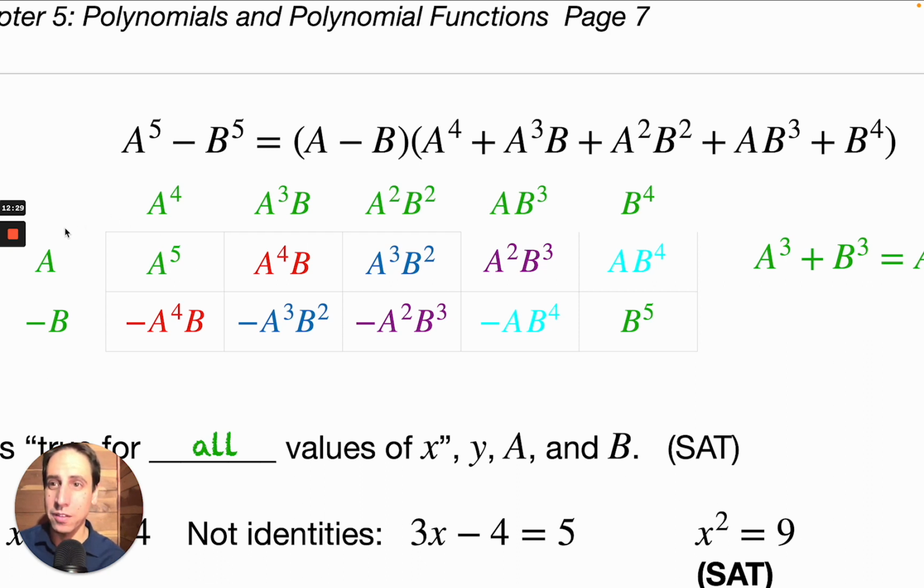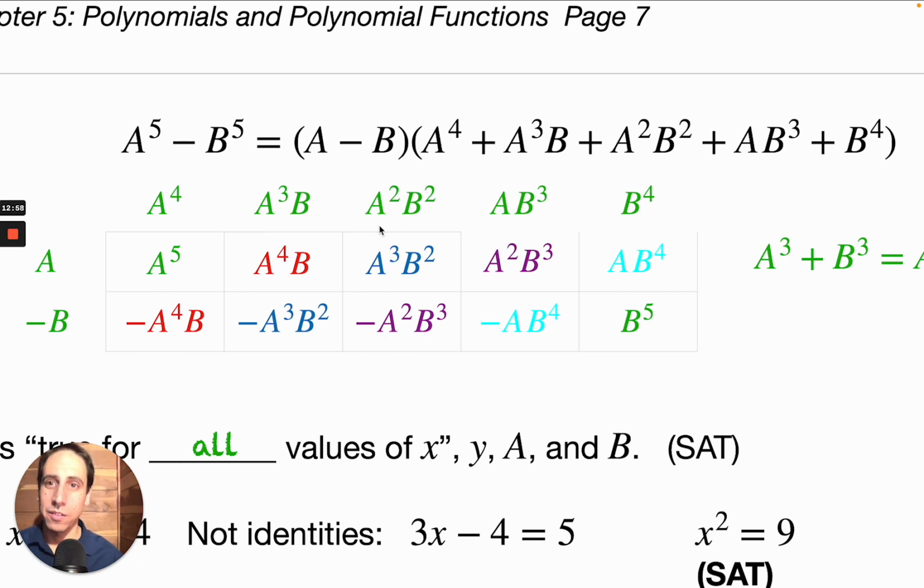It keeps you organized. A times a to the fourth is a to the fifth. Negative b times a to the fourth is negative a to the fourth b. Another way to stay organized: make sure you're always writing in alphabetical order so that you can much more easily spot the terms that cancel later on. A times a to the third b is a to the fourth b. Negative b times a to the third b is negative a to the third b squared.